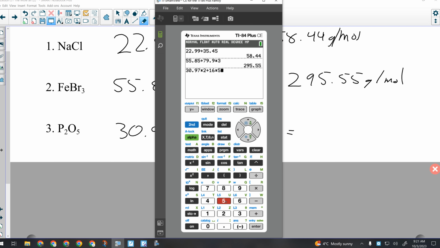That calculator has a sun on the up arrow. It's brightness. Yeah, for brightness.